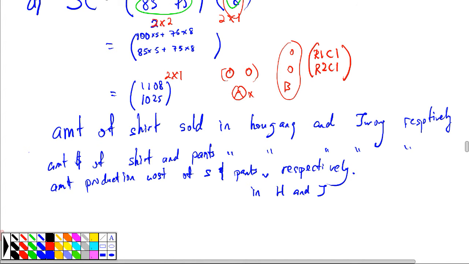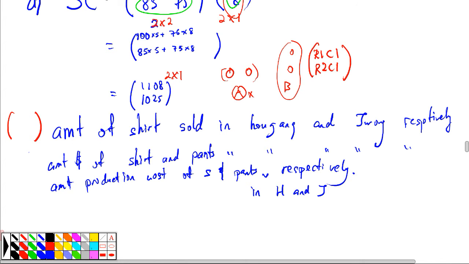Now, before we comment which one is right or wrong, let's just imagine, for the first one, what is the order. Order means what? How many numbers do you expect to see here? Amount of shirts sold in Hougang and Jurong respectively. How many numbers?